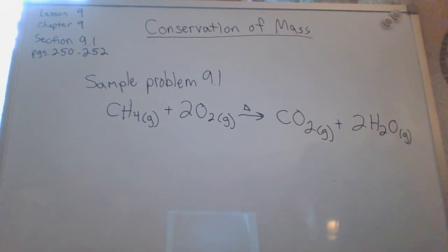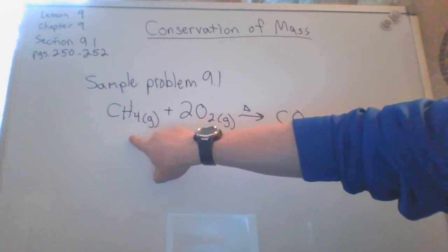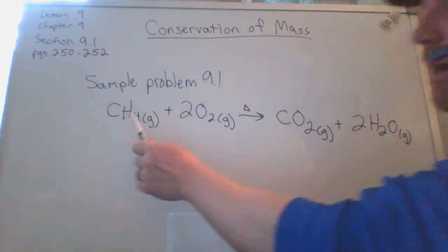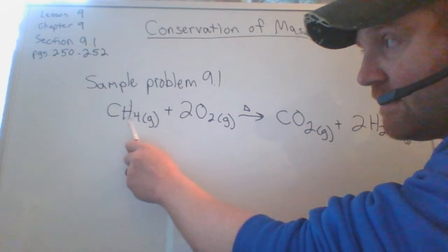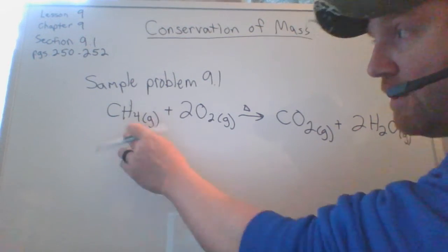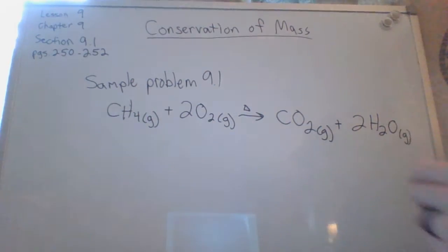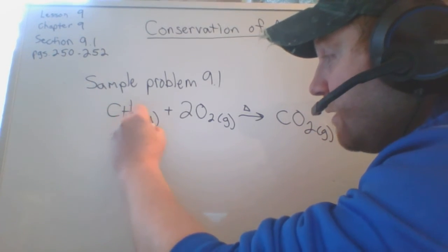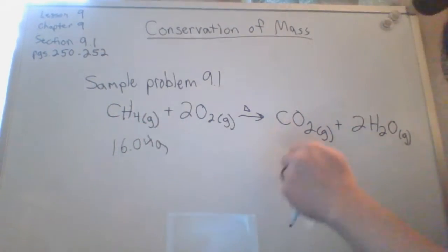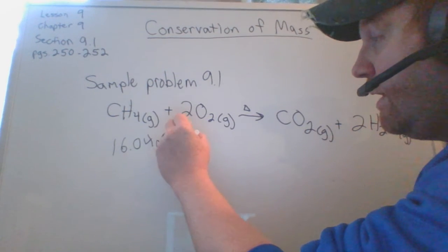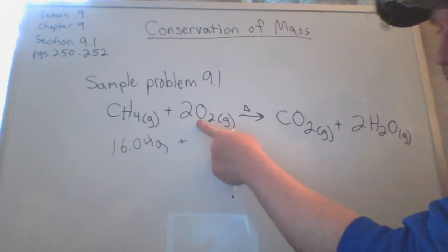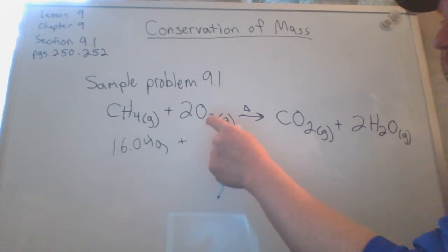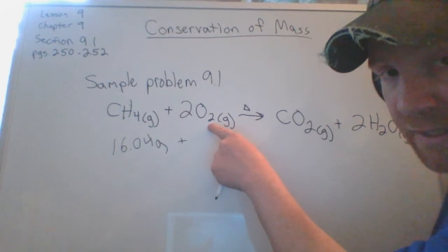Let me refer to the book here to save myself a little bit of time. We have CH4, and if you add up the molar masses of each element and you find the molar mass of this chemical, it's going to be 16.04 grams. 16.04 grams. That's the molar mass of CH4. Then we're going to add 2 moles of oxygen gas. Keep in mind that oxygen gas is written as O2.